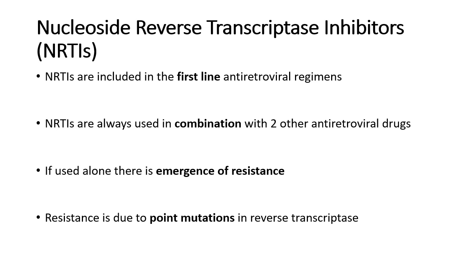Why can't I use these drugs alone? Because there is emergence of resistance because of point mutations in reverse transcriptase. Suppose I use a drug alone, for example, I use zidovudin alone. In 1 to 2 years, 50% of the recipients show resistance and they will not respond to zidovudin. That is why combinations of drugs are used. A minimum of 3 drugs are used to prevent resistance.